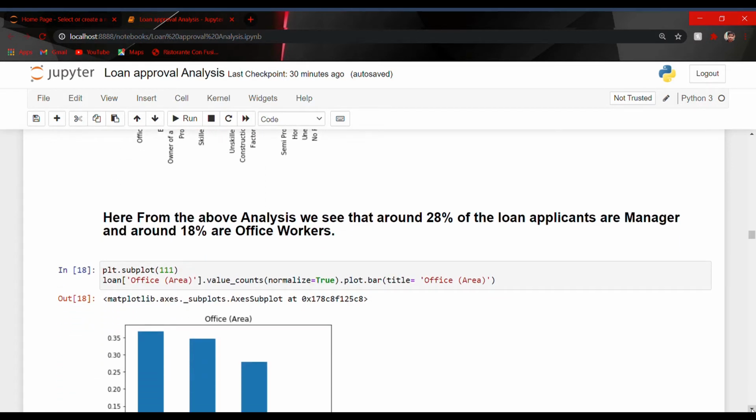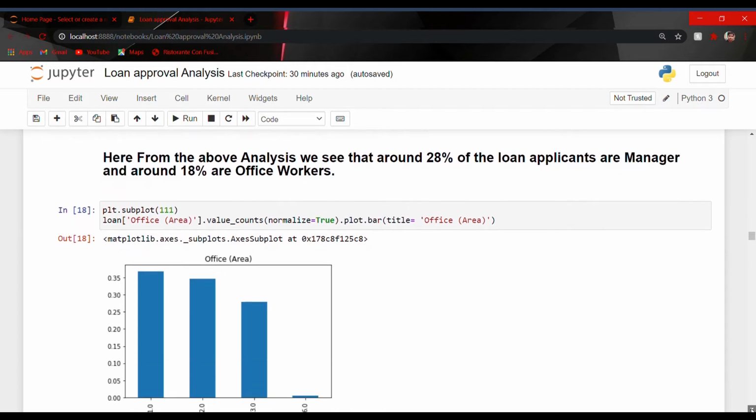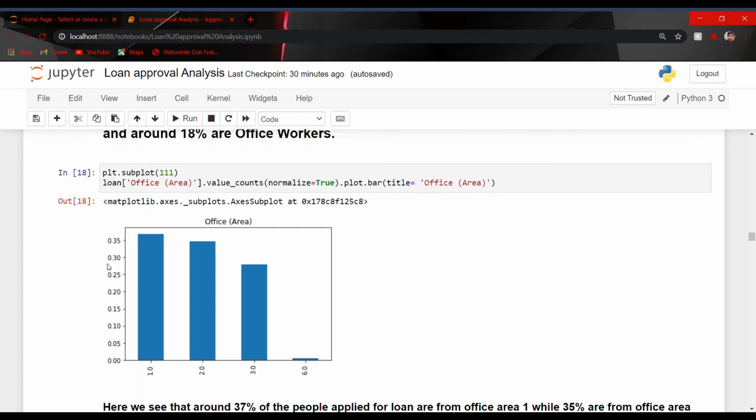Now, from the above analysis, we see that 28% of the loan applicants are managers, while around 18% are office workers. Then let's see the number of loan applicants on the basis of their office area. This graph shows that particular analysis.